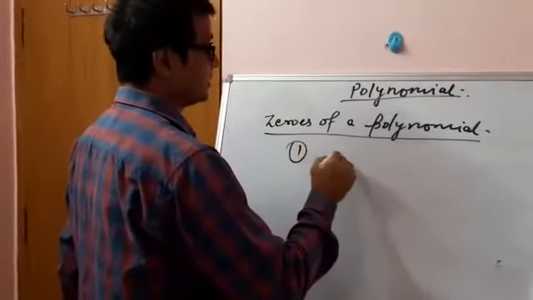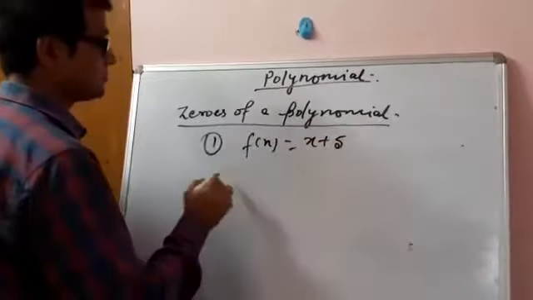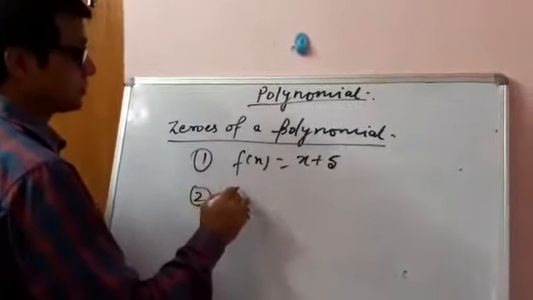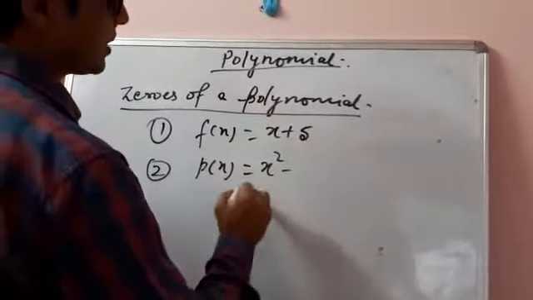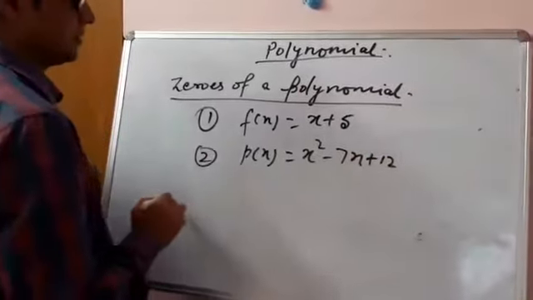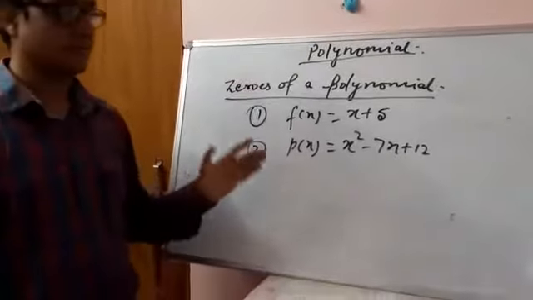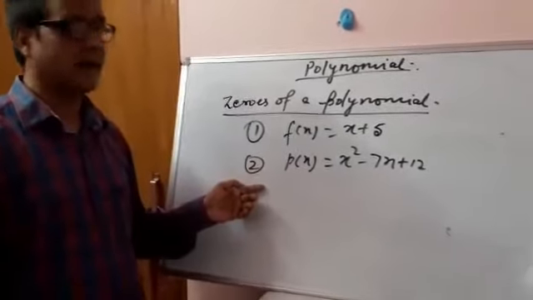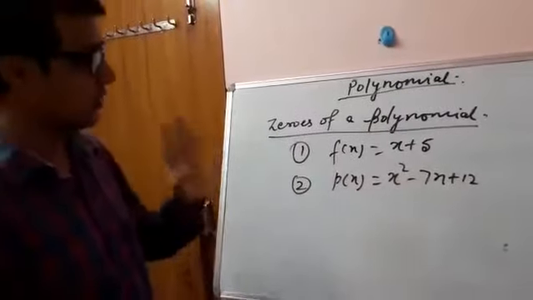So I'm just taking an example. Suppose I'm writing here f(x) is equal to x plus 5. I'm writing here, suppose p(x) is equal to x square minus 7x plus 12. These two polynomials I am writing in front of you, and I'll have to explain about the zeros of the polynomial. So what is the zero of the polynomial?